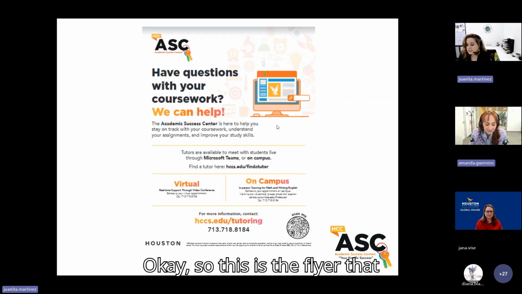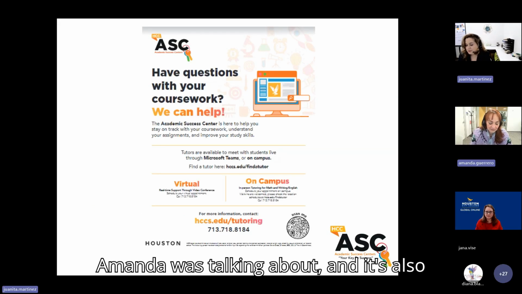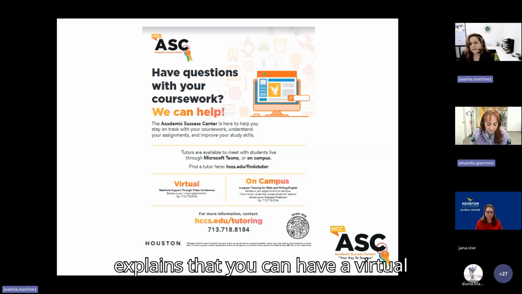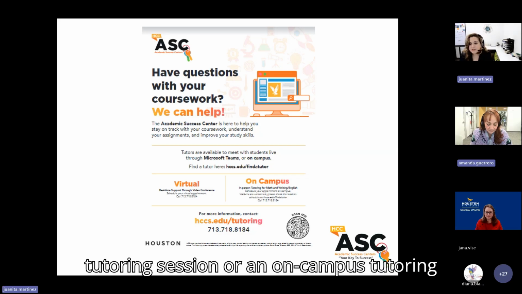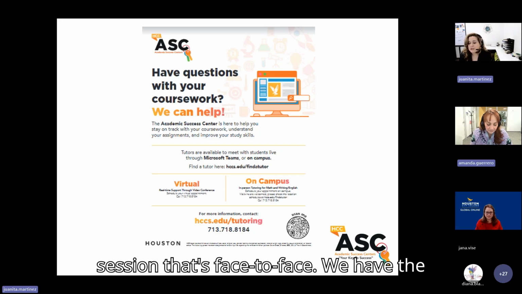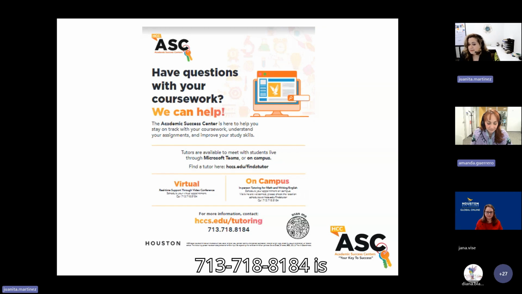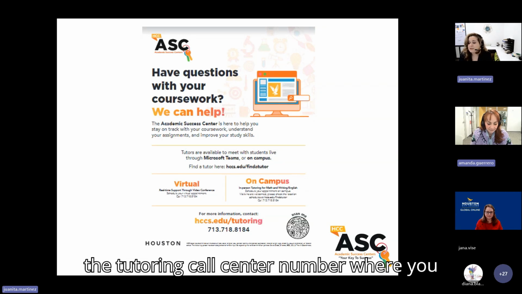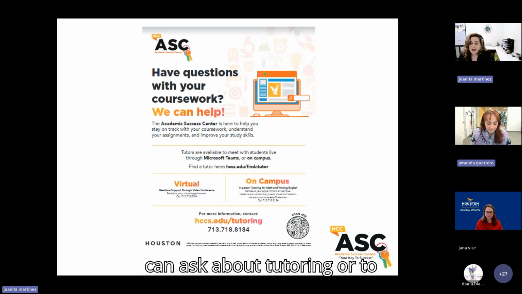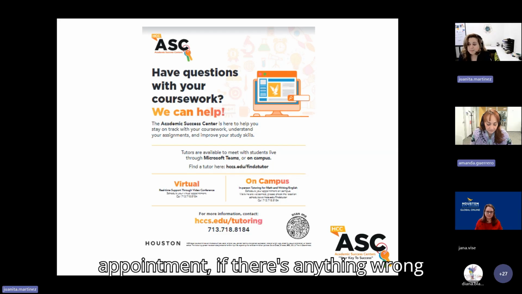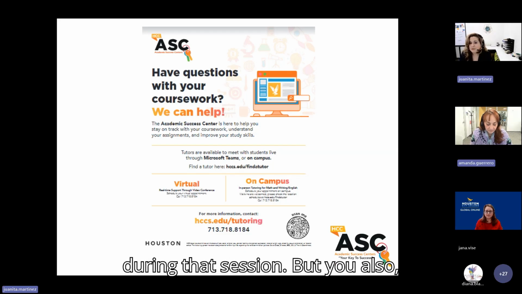Okay, so this is the flyer that Amanda was talking about, and it's also in the chat. The flyer explains that you could have a virtual tutoring session or an on-campus tutoring session that's face-to-face. We have the web address on this flyer as well as the phone number. 713-718-8184 is the tutoring call center number where you can ask about tutoring or to schedule an appointment, or to find out a little bit more about your scheduled appointment if there's anything wrong during that session.